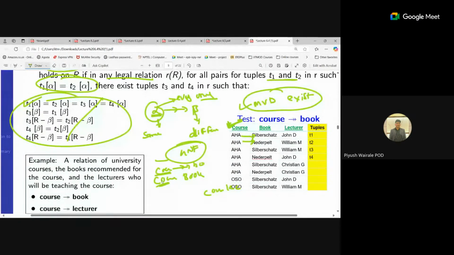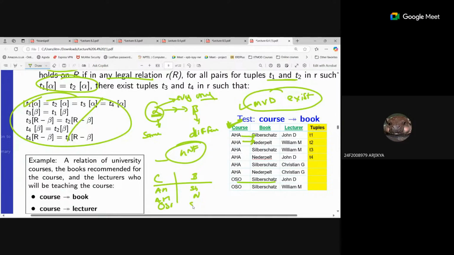If we have a key, both will be together a key, a super key. If you say course and book, so AHA and Silberstadt will be there. AHA, Netherpet will be there. Again OSO and Silberstadt will be there. And OSO and the third one will be there, like that. So this will be one table.